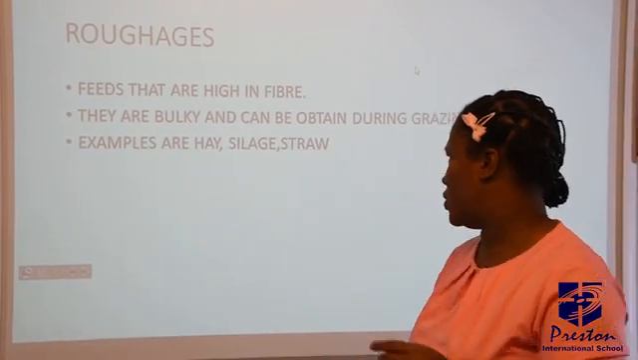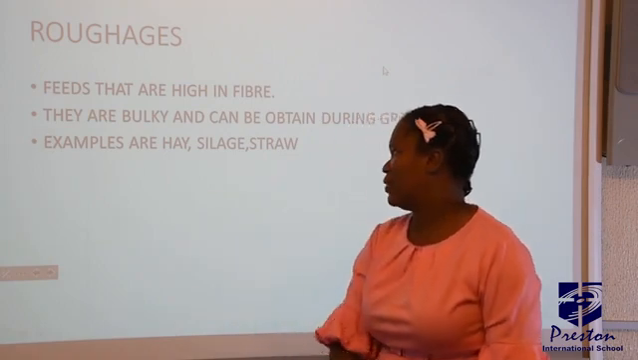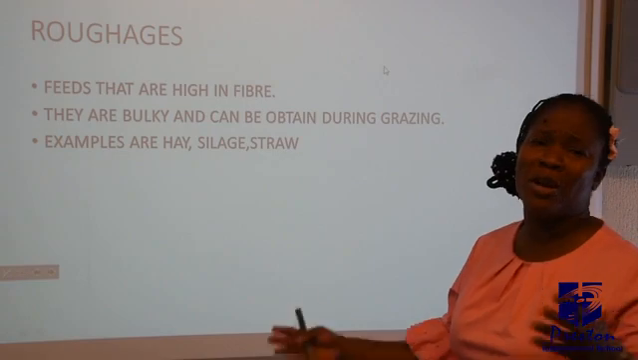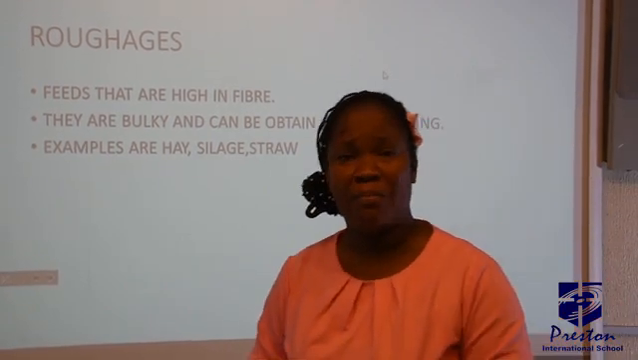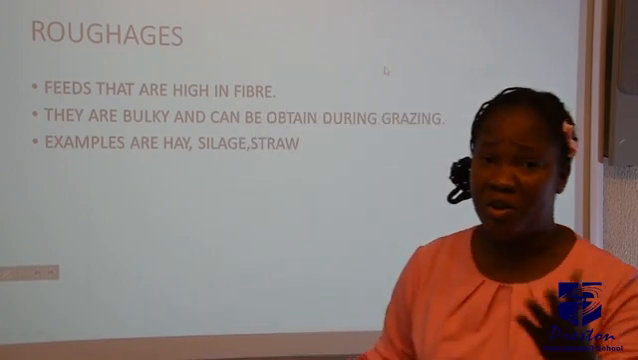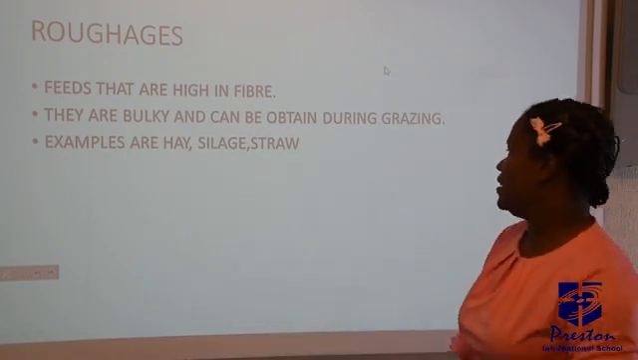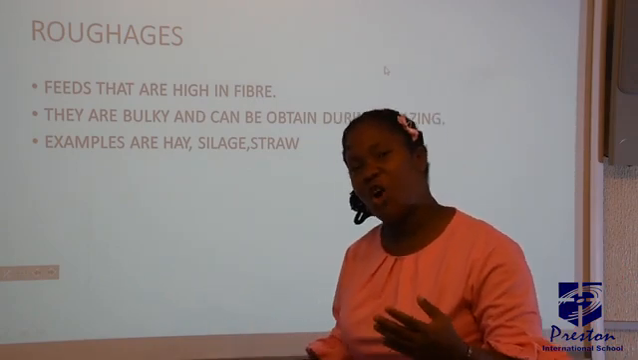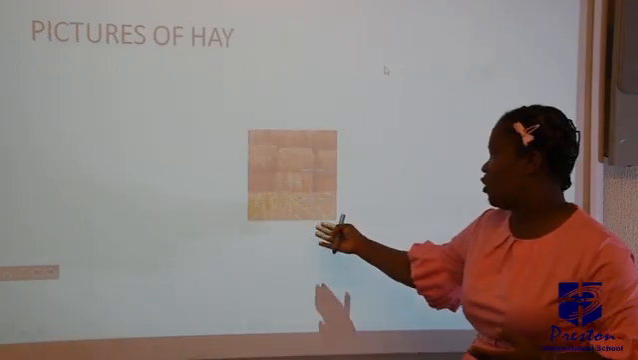What are roughages? They are feeds that are high in fiber. They are bulky and they can be obtained during grazing. This is very good for most of our livestock, for example, your cattle, your sheep, and your goats. Examples are hay, silage, and straw. You are going to see the picture of hay. Now look at the picture of hay.